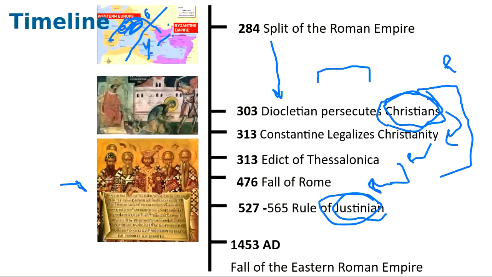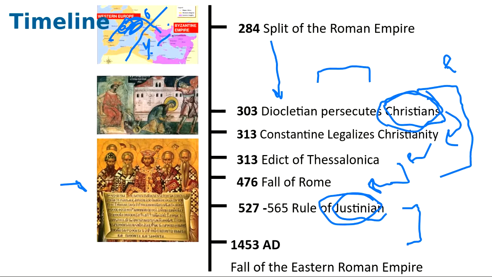And after Justinian, that's sort of where the Byzantine evolves and starts. So that's sort of the way that we want to look at it. Justinian was one of the first great emperors that really tried to restore Constantinople and rebuild a lot of the projects that we're going to be able to see later on.